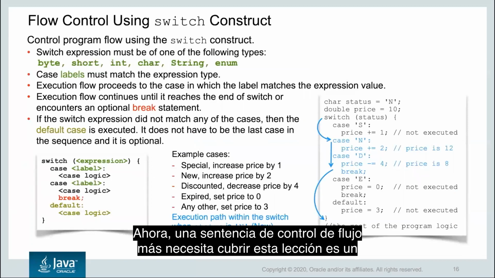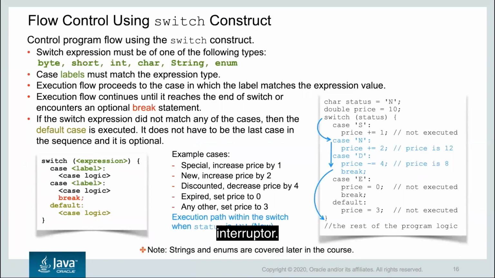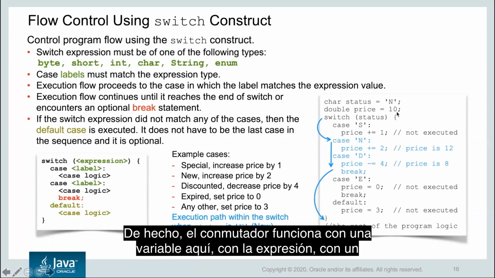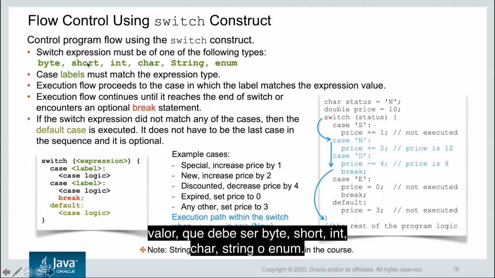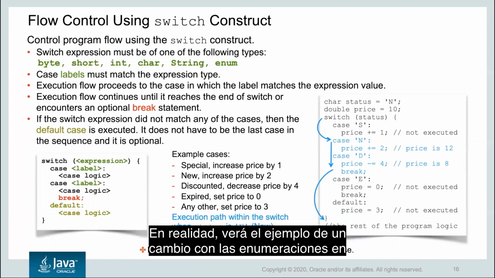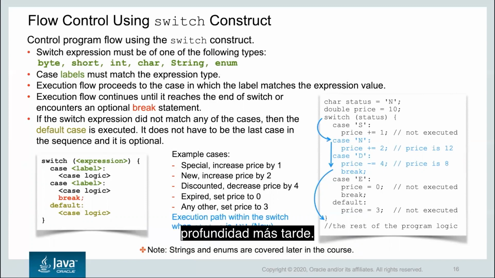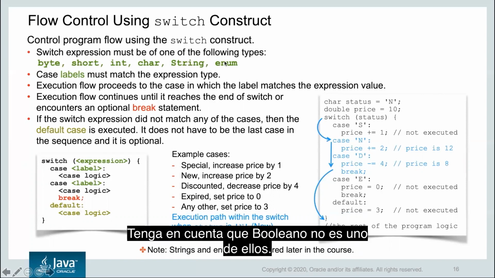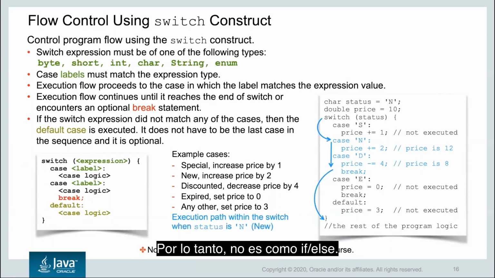Now, one more flow control statement we need to cover in this lesson is switch. The switch statement is very different from if-else. Firstly, it doesn't work with Boolean expressions. In fact, the switch works with a variable or an expression that has to be byte, short, int, char, string, or enum. We cover enums and strings later, so don't worry about that. We will see examples of switch with enums later. But for now, these are the possible types you can use. Notice Boolean isn't one, so it's not like anything else.